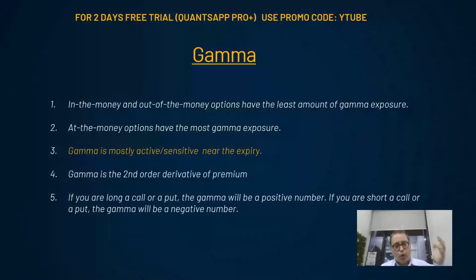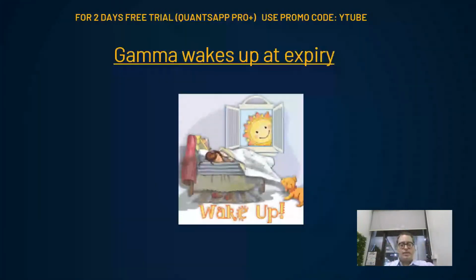So obviously, if you're long a call, then the gamma is a positive number. If you're short a call, then the gamma will be a negative number. Now gamma wakes up at expiry. Let's see that.